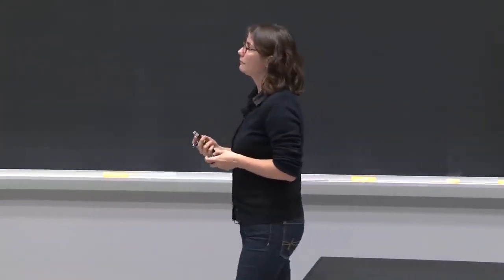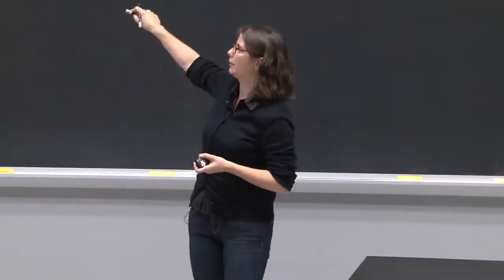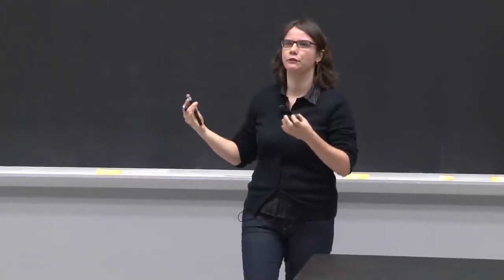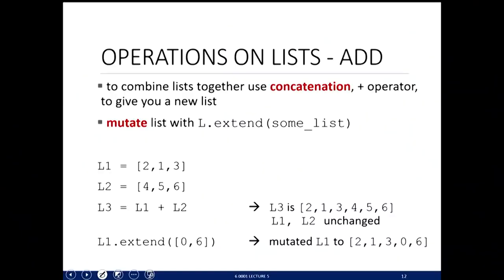Okay. So we can add things to the end of our list. We can also combine lists together using the plus operator. Okay. The plus operator does not mutate the list. Okay? Instead, it gives you a new list that's the sum of those two lists combined. So in this case, if L1 is 2, 1, 3, and L2 is 4, 5, 6, when we add those two lists together, that's going to give us an entirely new list, leaving L1 and L2 the same. And that's why we have to assign the result of the addition to a new list. Otherwise, the result's lost.